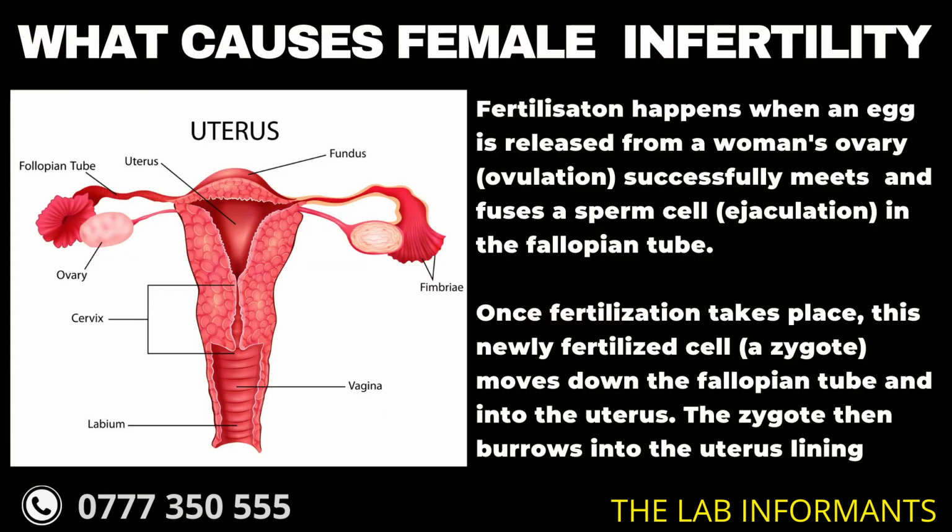What causes female infertility? Apparently, fertilization happens when an egg is released from a woman's ovary by a process called ovulation, and this egg successfully meets and fuses a sperm cell in the fallopian tube. Once fertilization takes place, this newly fertilized egg, called a zygote, moves down the fallopian tubes into the uterus and then burrows into the uterus lining.